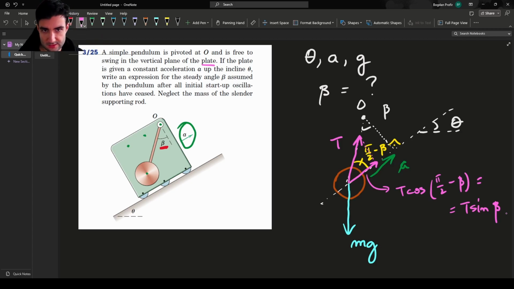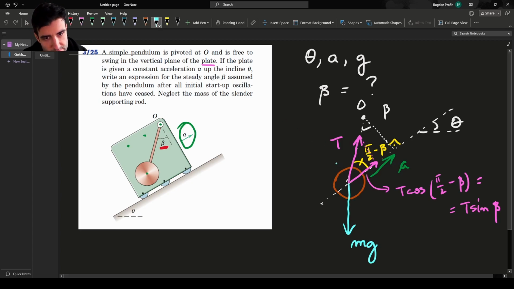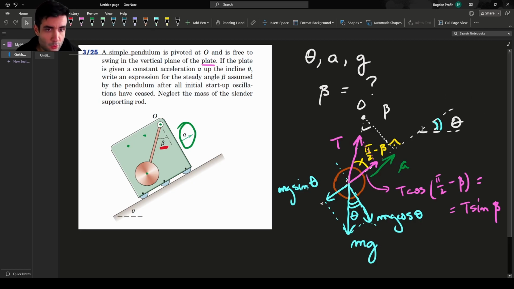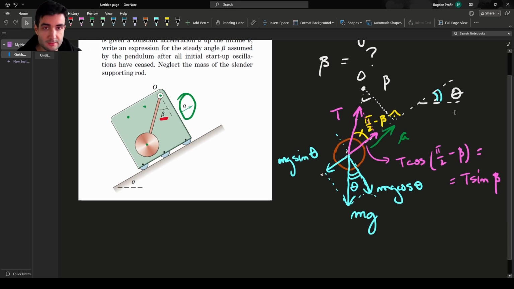So we dealt with this tension force, and then let's do the same thing with weight. The weight has essentially two components. It's got a component perpendicular to the plane, where this angle is theta. This is mg cos theta, and the component acting along the plane, towards the base of the plane, is mg sine theta. And that's all there is to it in terms of decomposing forces.